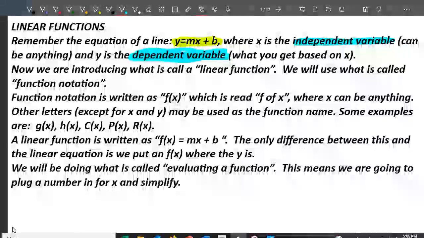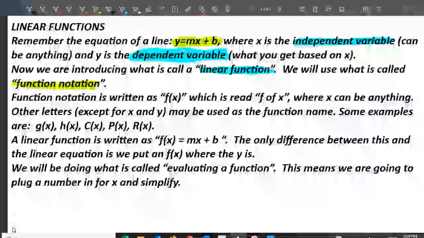Now, in a later section, we'll talk about how x, the independent variable, will be something called the domain, and the dependent variable will be something called the range. But I will talk about it in this section. Okay, but now, instead of the equation of a line, we're going to introduce a linear function. In order to do the linear function, we're going to have special notation called function notation.